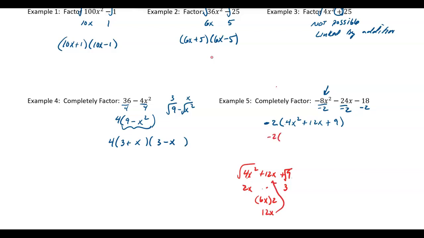Yes. So negative 2 times, we know the first one's going to be 2x. Since it's positive 3, it's going to be plus 3. 2x plus 3. Or we would look at it like negative 2 times 2x plus 3 all squared. And that's how that would factor.